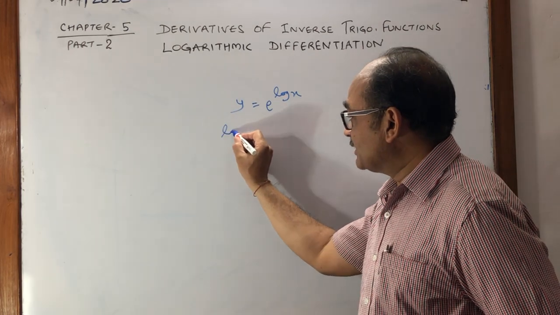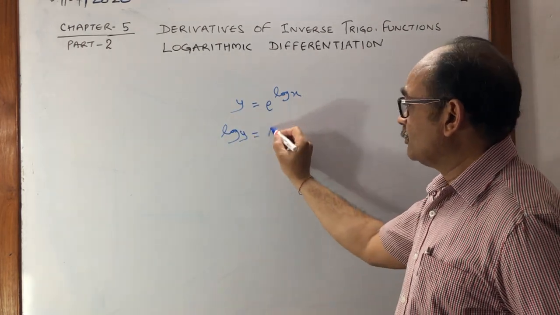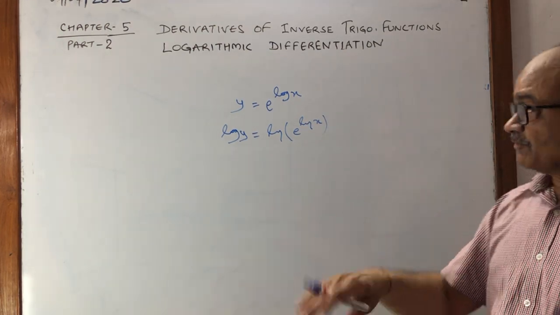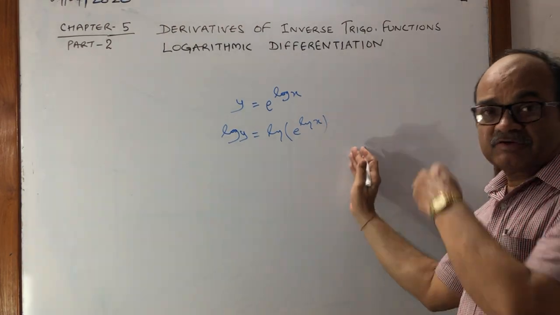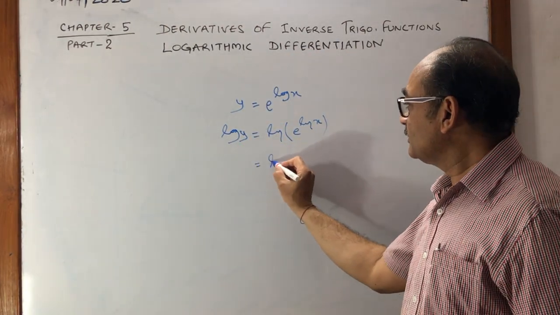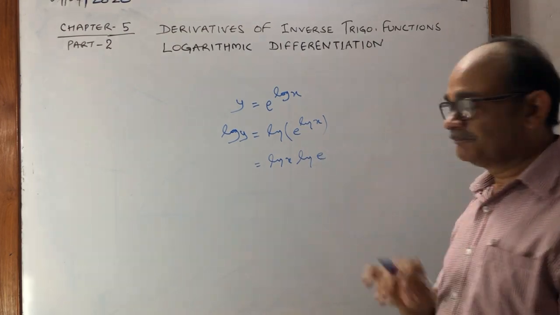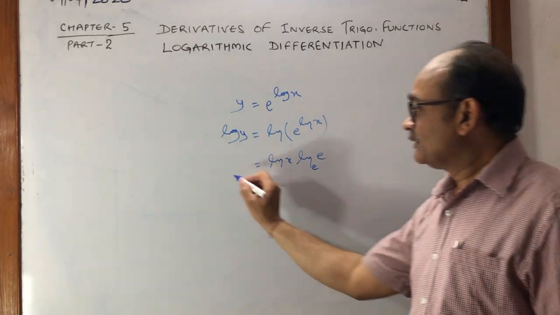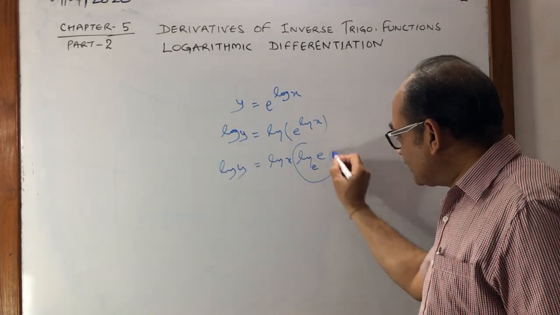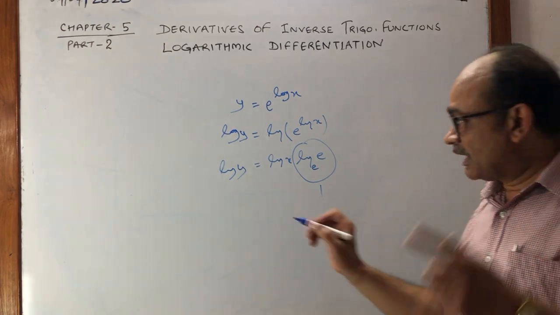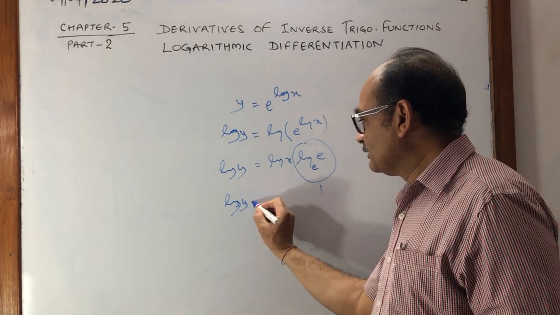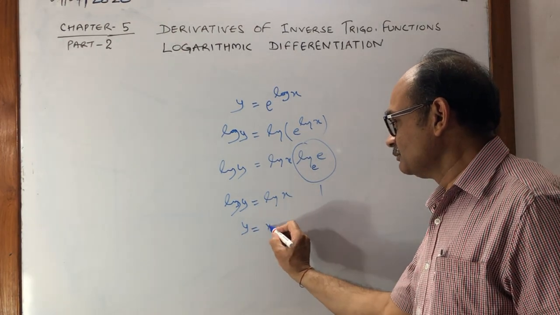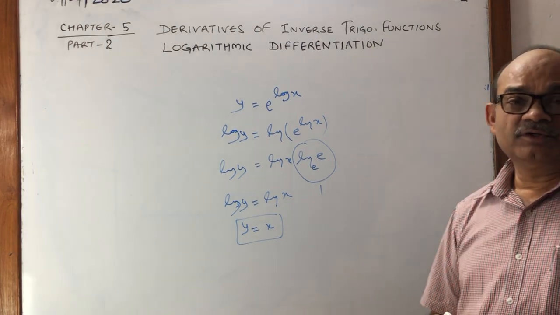If we take log on both sides, see what will log of e to the power log x be. And what was the formula? Whenever powers are there, powers come forward. So this will convert to log x times log e. And when nothing is written, it means the base is always e. So this quantity becomes 1. Answer is log y equals log x. Hence, y equals x. The most important result for many questions.